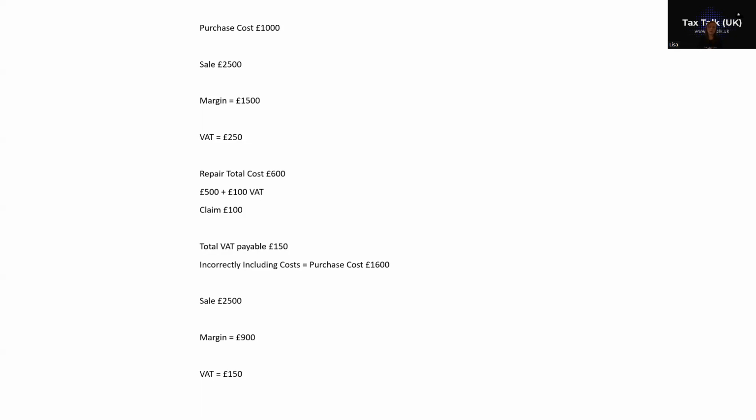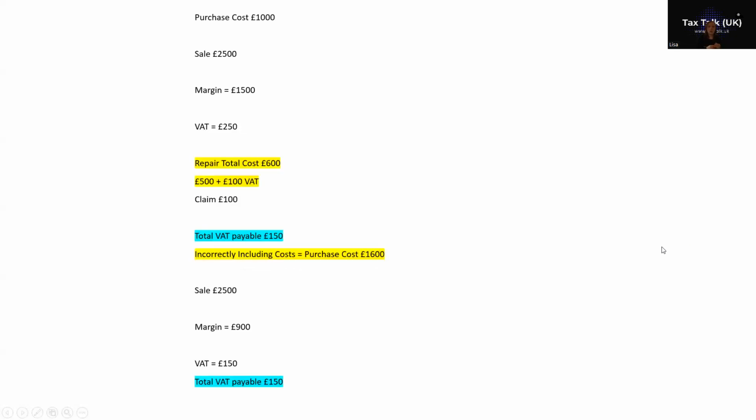So now when we use those figures, we now have a margin of £900 for the calculation, and applying the VAT fraction, that gives us a VAT liability of £150. So highlighting across the two calculations, you can see that whether we correctly isolate the additional cost and treat that as a separate transaction, or we incorrectly include it in the purchase cost, in both of the examples, we actually end up with the same liability to HMRC.